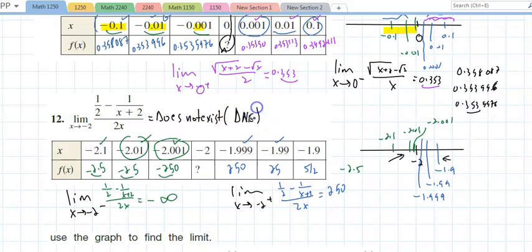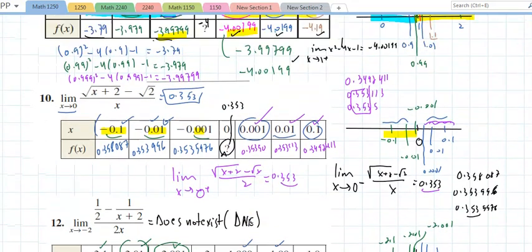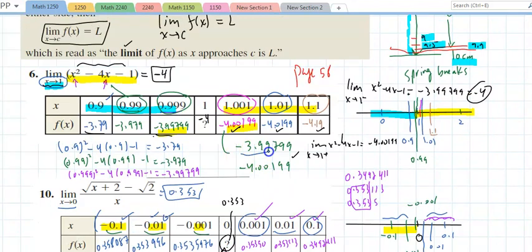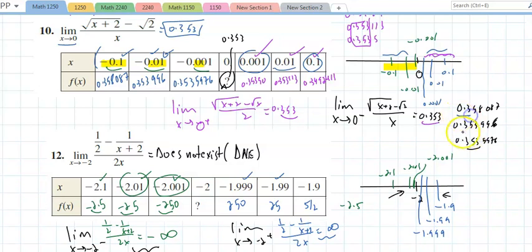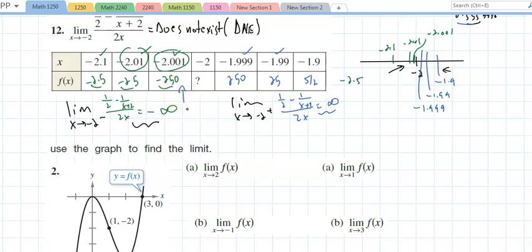What does that mean? If the limit from the left does not equal the limit from the right, the limit does not exist. Notice that if you round to the nearest integer, those are the same, or at least the first 3 digits, 0.353, they're matching. But here, one side is going negative 250, negative 2500, negative 25,000, and the other side is going 2500, 25,000. So that means the limit doesn't exist.